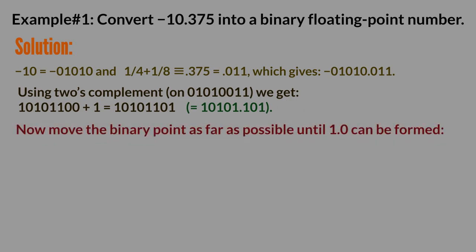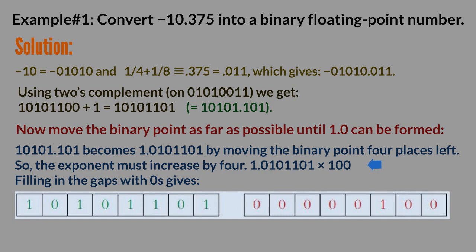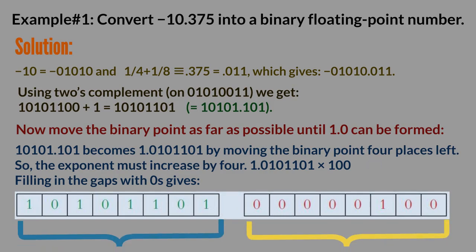Now move the binary point as far as possible until 1.0 can be formed. 10101.101 becomes 1.0101101 by moving the binary point 4 places left. So the exponent must increase by 4. Now, using 8 bits, the mantissa would be 10101101 and the exponent would be 00000100.